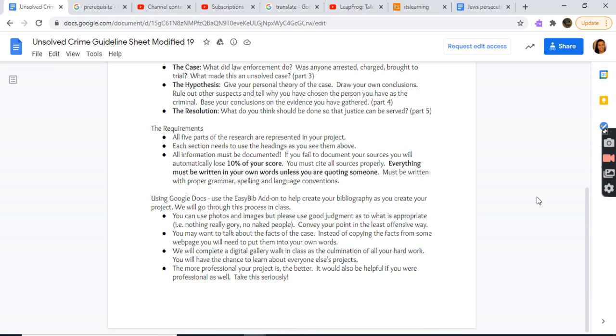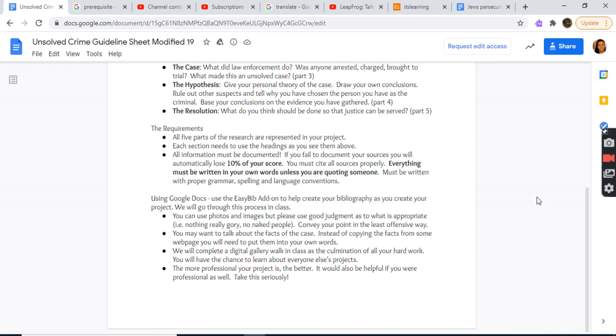Requirements. All 5 parts of the research are represented in your project. Each section needs to use the headings as you see them above. All information must be documented. If you fail to document your sources, you will automatically lose 10% of your score. You must cite all sources properly. Everything must be written in your own words unless you are quoting someone.